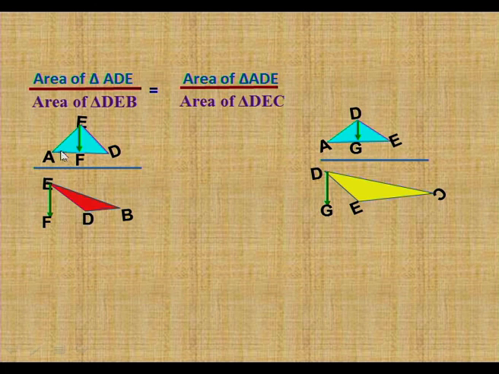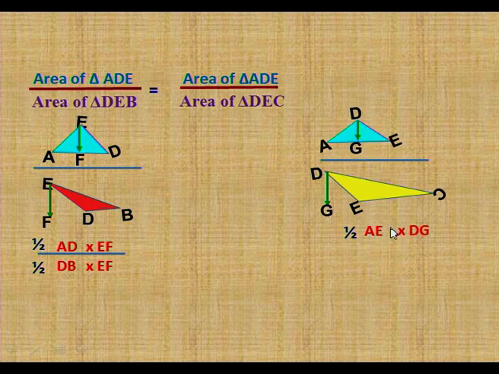Now, this is the area of ADE. How can I find the area of ADE? Half into base AD into the height EF, and the area of DEB is half into base DB and height EF. And here in this case, half into AE as the base I took and height is DG, by half into base EC into DG.